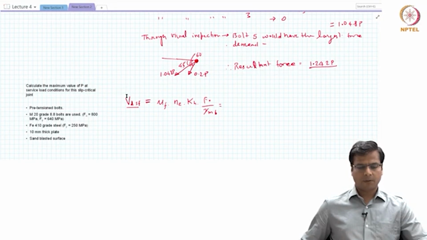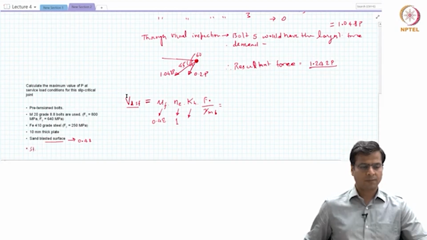Now mu F here is the friction coefficient, which for a sandblasted surface we can check in the code, and it turns out 0.48 can be used. So this value is 0.48. NE is the number of surfaces which are offering the friction resistance. Here in this case it's only 1, so we will put 1. KH is the factor that controls the effect of larger size holes. In this case, let's assume standard clearance holes. So if that is the case, KH will also be equal to 1.